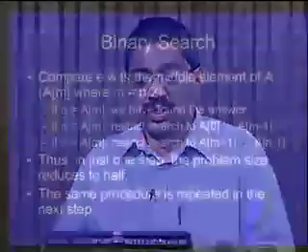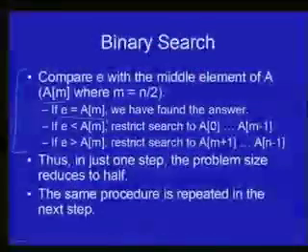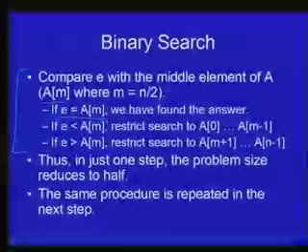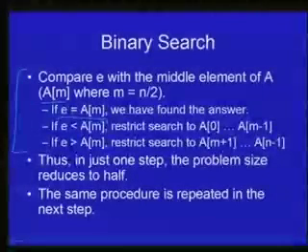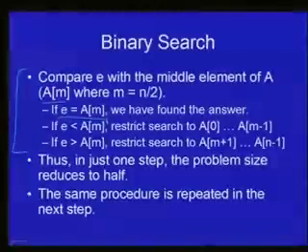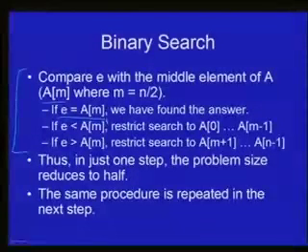If E is less than A[M], then we restrict our search to A[0] to A[M-1], because we know that E cannot be anywhere from A[M] to A[n-1]. And similarly, if E is greater than A[M], then we restrict the search to the second half of the array, that is from A[M+1] to A[n-1]. And so in one step itself, the problem size reduces to half, because in the next step we have to consider only half the array.